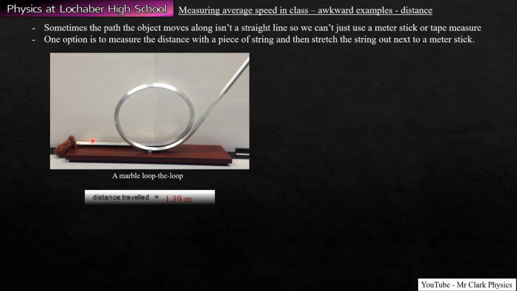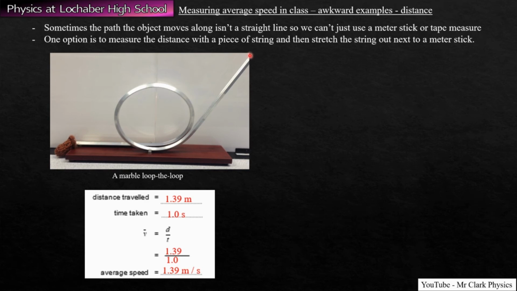There is a trick that's quite nice. What you can do is you can lay a piece of string all the way around the track. It takes a lot longer than you think because it tends to fall loose, but if you do that and then you take the string out, straighten it, and measure it with a meter stick, you'll find in this case it's about 1.39 meters. It takes about a second to go round, so average speed equals distance over time. 1.39 over 1, that's 1.39 meters per second. That would be how I'd show you this in class.